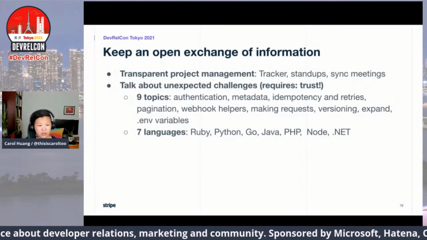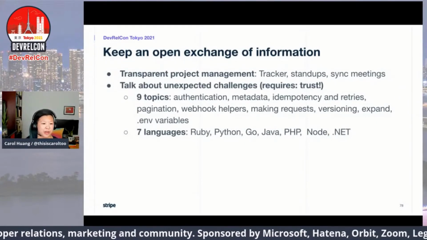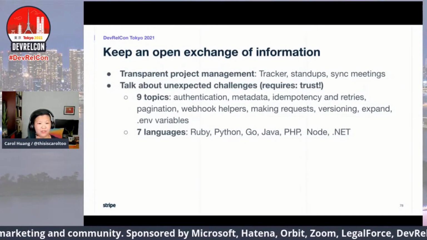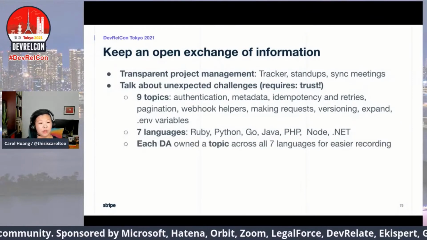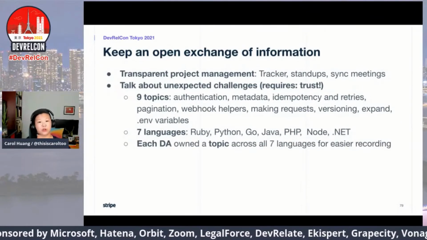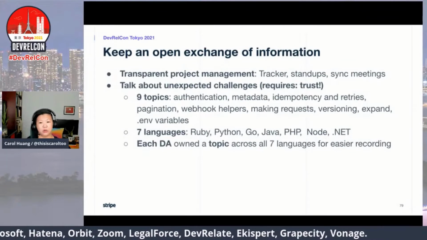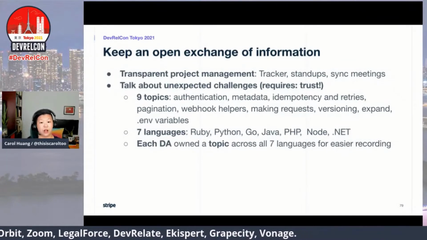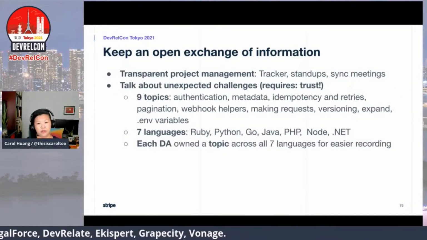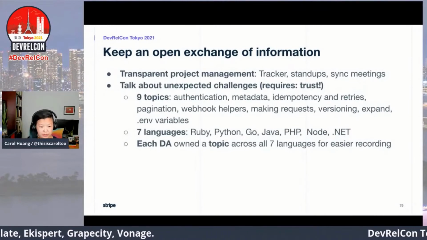In this case, as a reminder, we've got 9 topics, we've got 7 languages. The way that we originally had this work going was we had each DA owning one topic, so something like authentication, across all 7 languages for easier recording.